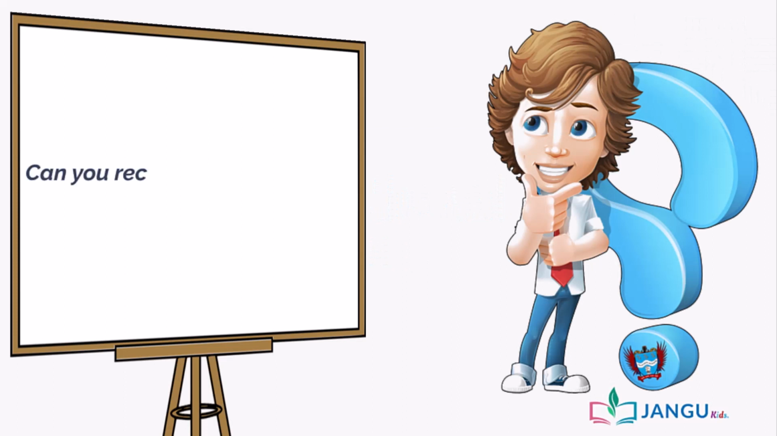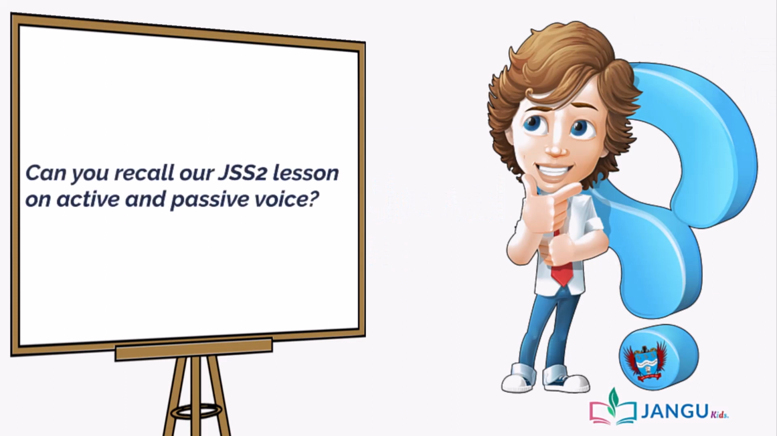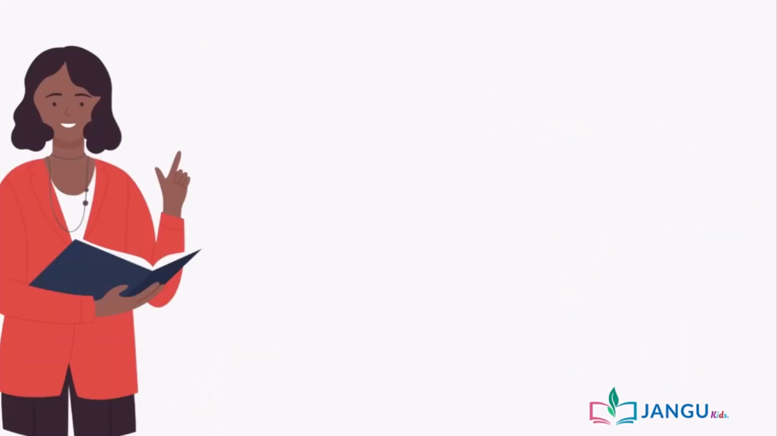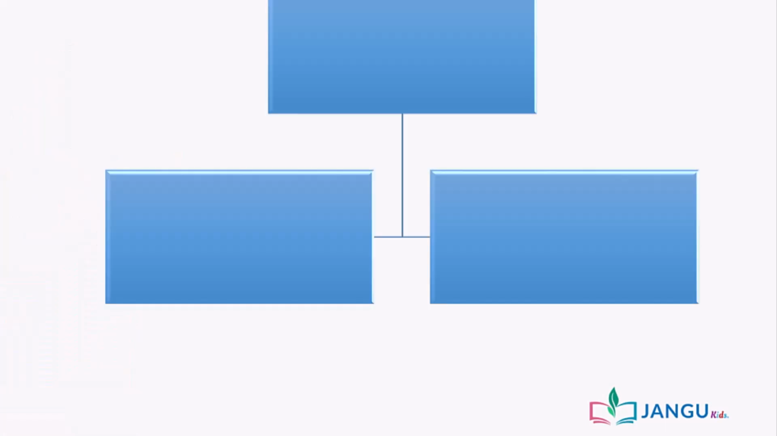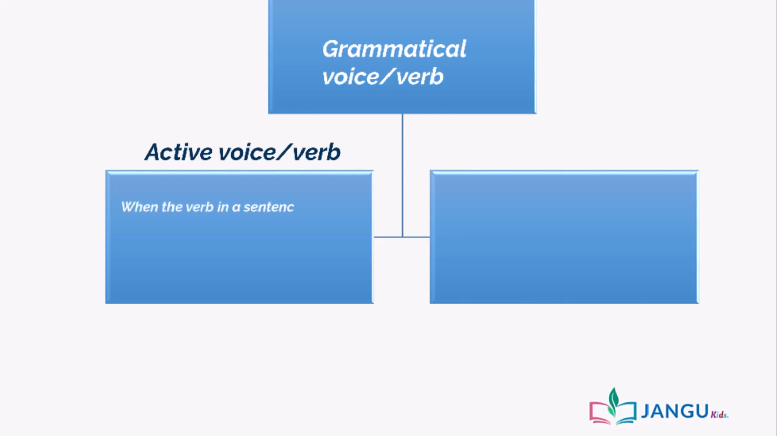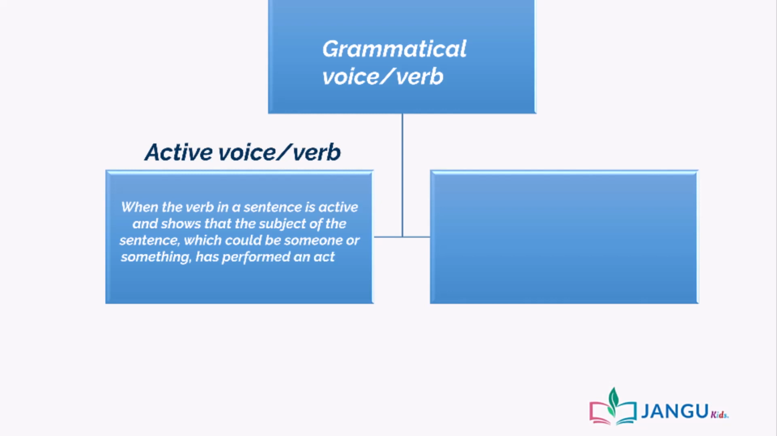Kids, can you recall our JSS 2 lesson on active and passive voice? Let's refresh our memory by quickly recapping what active and passive voices are. Remember, we learned that there are two types of grammatical voices in the English language, which arose from two different verb types. These voices include: 1. Active voice, which is when the verb in a sentence is active and shows that the subject of the sentence, which could be someone or something, has performed an action.